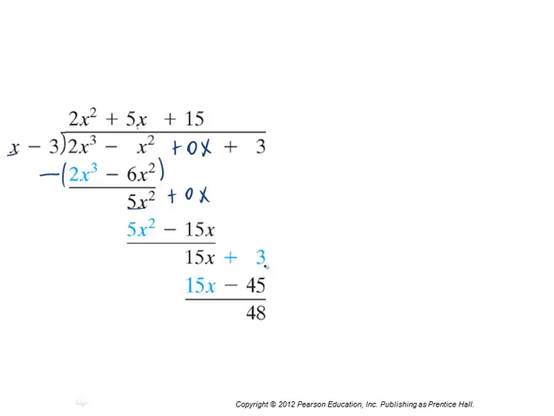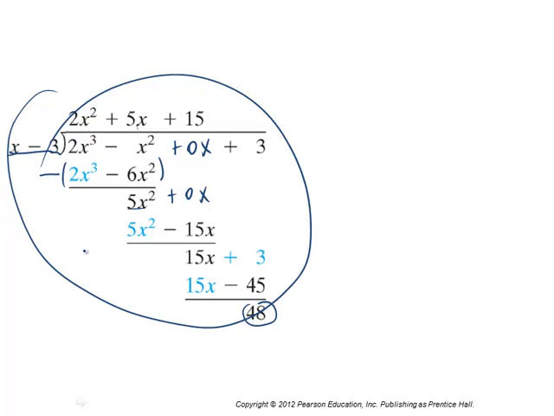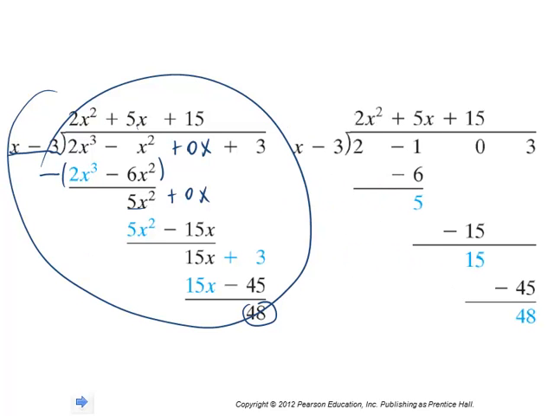Subtract, and we get 15x plus 3. x goes into 15x 15 times. 15 times x minus 3 is 15x minus 45. Subtract, and you get 48, so we get a remainder of 48. Here's our quotient. Now, in the special case where the divisor is a binomial in the form of x minus a number or x plus a number, it turns out that this whole polynomial long division process can be simplified.